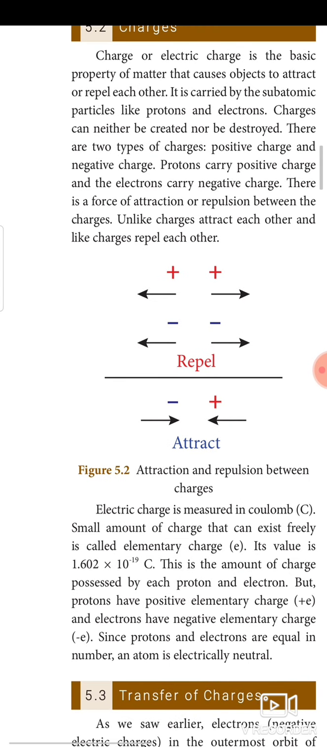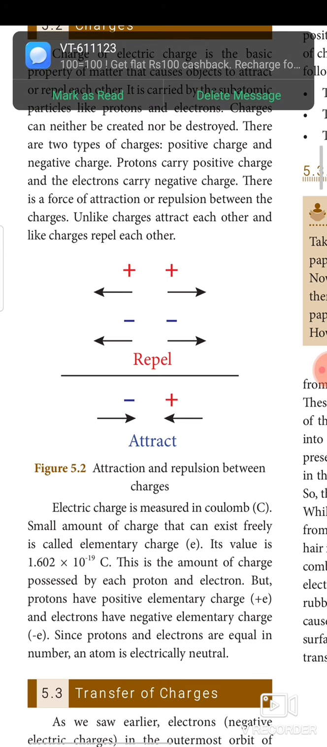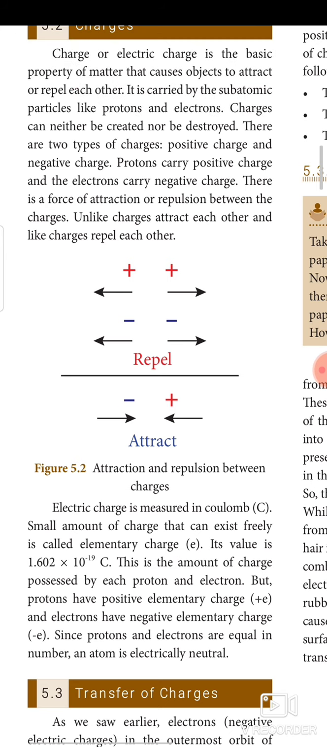Electric charge is measured in coulomb. C is the unit for electric charge. The smallest amount of charge that can exist freely is called elementary charge, that is e. Its value is 1.602 times 10 to the power minus 19 coulomb. This is the amount of charge possessed by each proton and electron, but the proton has positive elementary charge, e plus, and the electron has negative elementary charge, e minus. Since protons and electrons are equal in number, an atom is electrically neutral.